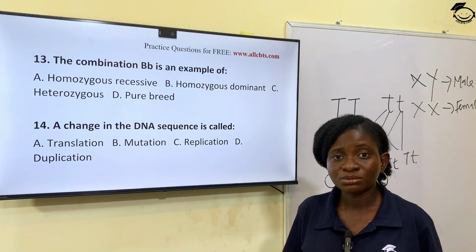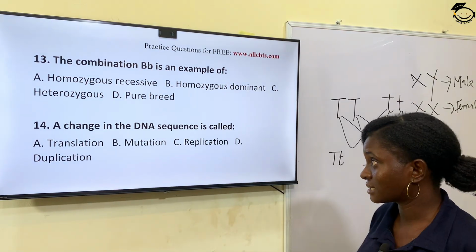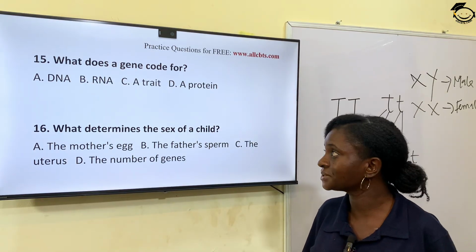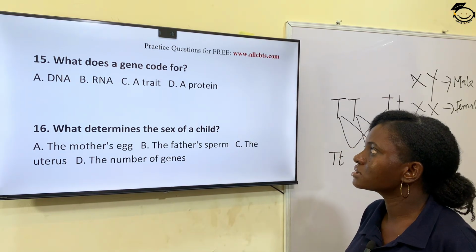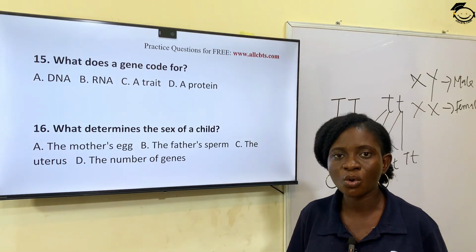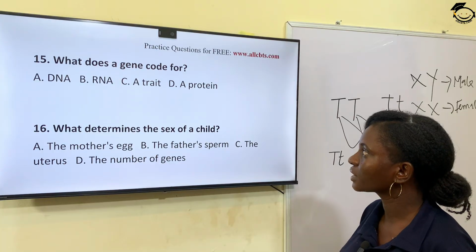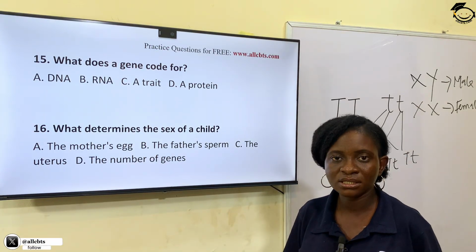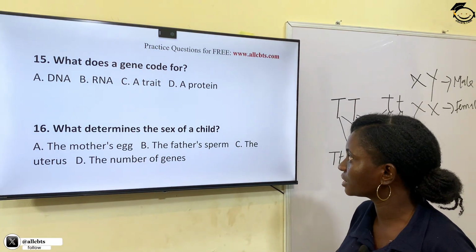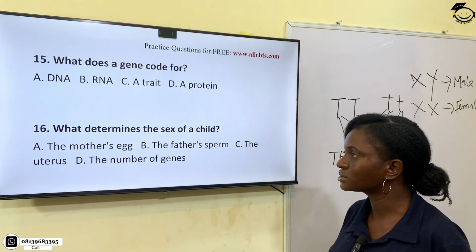And that means option B is the correct answer. Question 15. What does a gene code for? A, DNA, B, RNA, C, a trait, D, a protein.